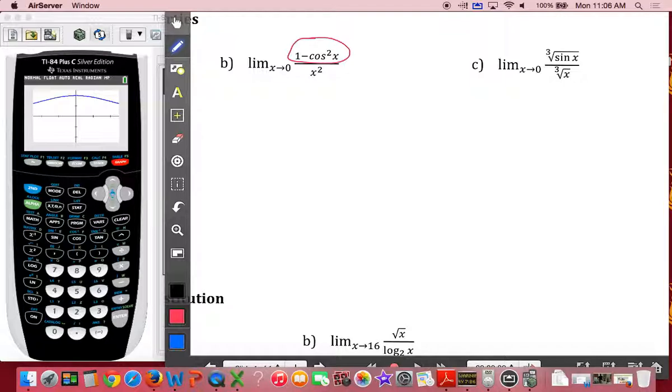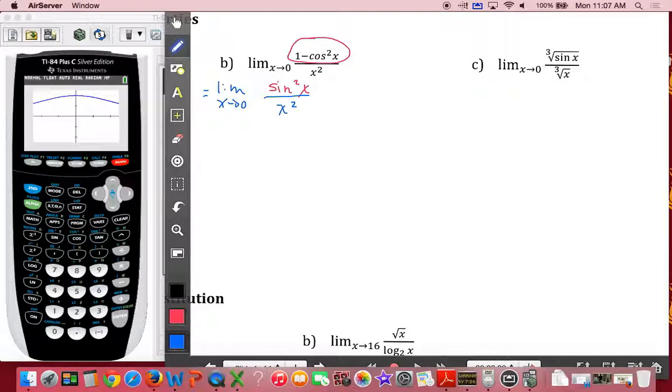Correct. Can't we replace that with sine squared? Isn't that a Pythagorean identity? Oh, yeah. Do we have to know those, Mrs. Murray? Absolutely. Mastered a test with them on there. So for this one, we're going to change it to the limit as x approaches 0. And instead of that numerator, we're going to replace the numerator with sine squared of x all over x squared.